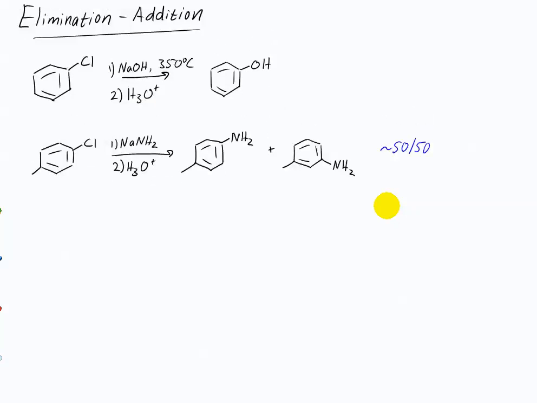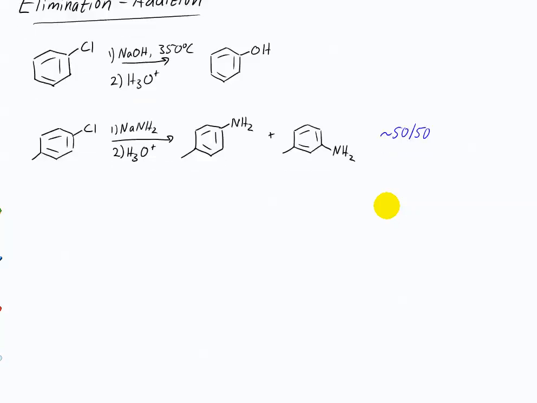Well, this looks like a nucleophilic substitution, but in fact it's a different reaction. What's happening is we're doing elimination, getting rid of the leaving group, and then actually an addition. And it's a very strange type of elimination. Here's what's going on. That strong base, amide, NH2 minus, is actually deprotonating benzene.